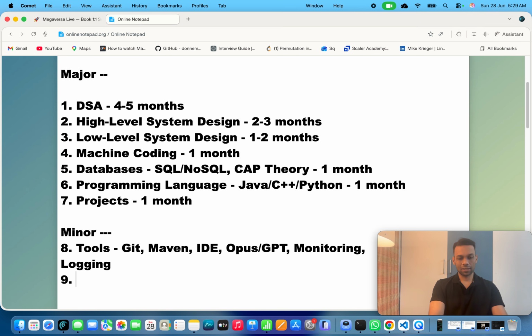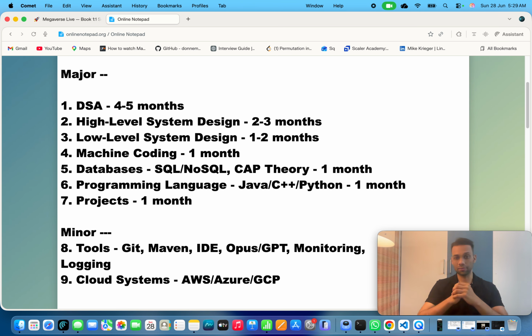Another important topic is cloud systems. If you are already using any of the clouds in your company, maybe AWS, Azure or GCP, it's good, and you don't need to focus much on this topic. But if you are too naive on this, you can take maybe a 1 month course to brush up on what services are actually present. This will help you in high level system design as well: what we call databases in a cloud, what is a cache, what is a VM, what are the roles.